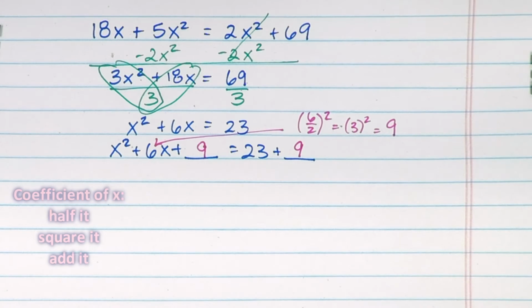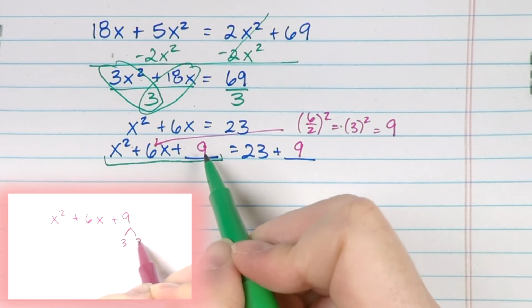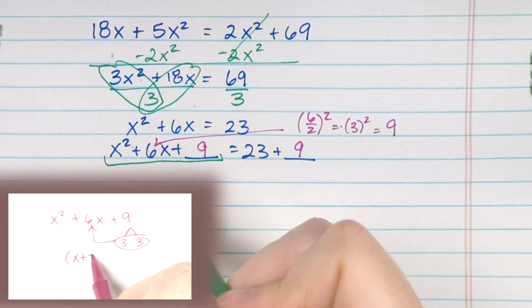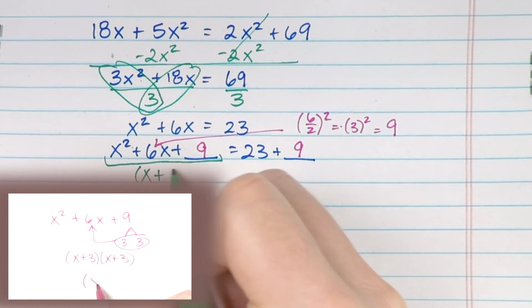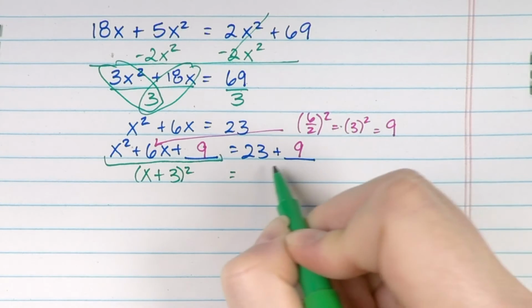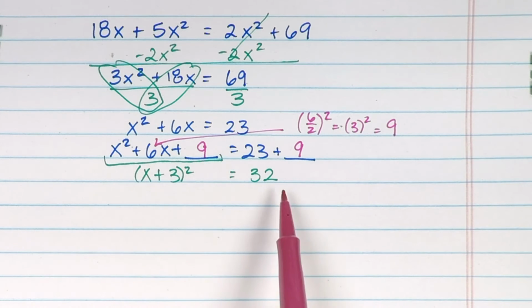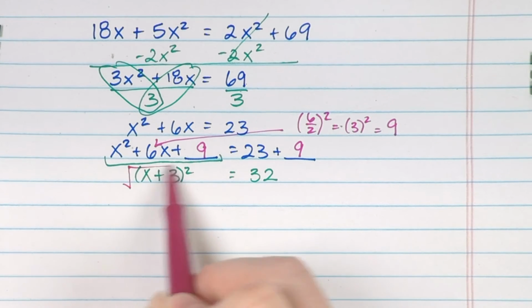And now I can factor this part that's on the left. This x squared plus 6x plus 9. Numbers that multiply to 9 that would add up to 6 would be 3 and 3. And so we're going to factor this to x plus 3 parentheses squared. And if I add these numbers on the right, 23 plus 9 gives me 32. So now our completing the square process is done, and now we just have an equation left over to solve by square rooting.